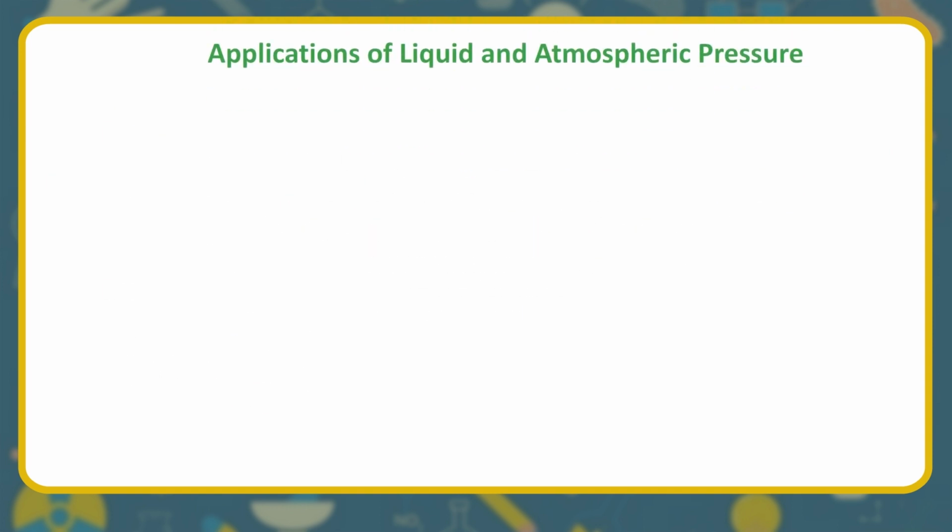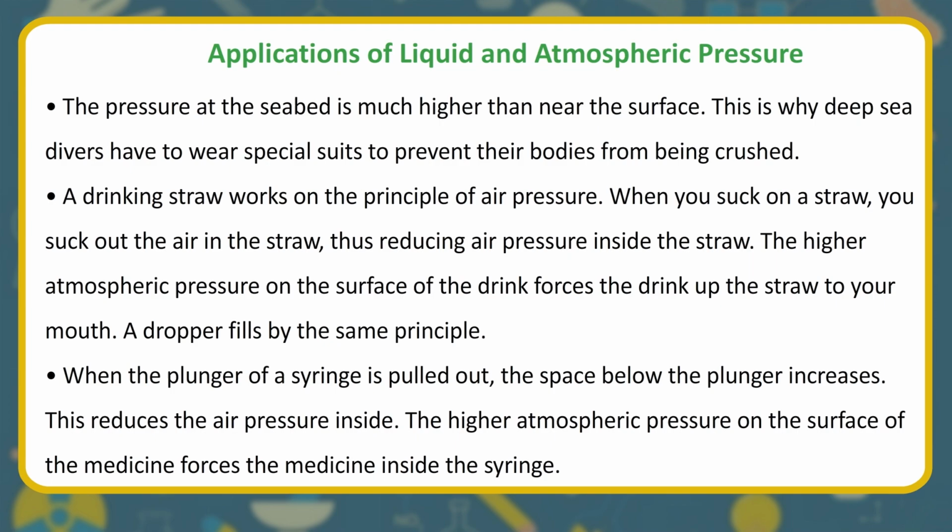Applications of liquid and atmospheric pressure. The pressure at the seabed is much higher than near the surface. This is why deep-sea divers have to wear special suits to prevent their bodies from being crushed. A drinking straw works on the principle of air pressure. When you suck on a straw, you suck out the air in the straw, thus reducing air pressure inside the straw. The higher atmospheric pressure on the surface of the drink forces the drink up the straw to your mouth.